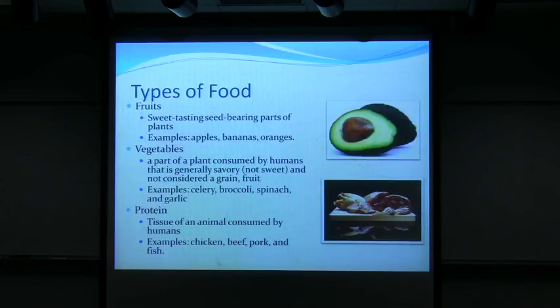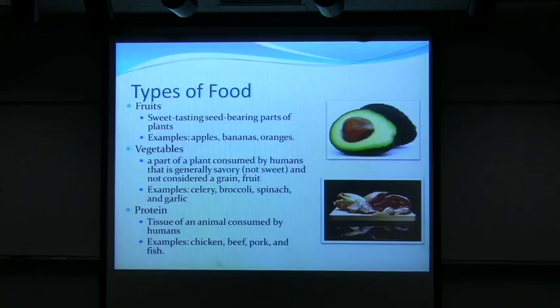And there are many kinds of food. They're broken down into roughly 6 categories. The first of which are fruits, which are sweet-tasting, seed-bearing parts of plants. So for example, an apple, a banana, or an orange would be a fruit. However, notice this is not the botanical definition of a fruit. For example, botanically speaking, an avocado would be a fruit, and a tomato would also be a fruit. But that's not the definition we're going by here.